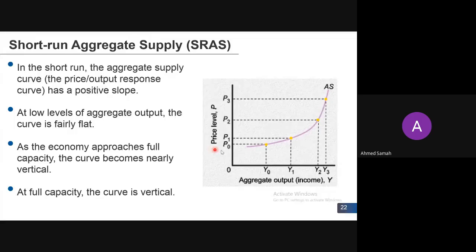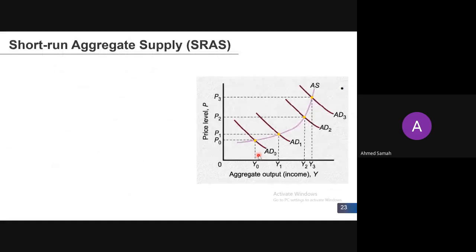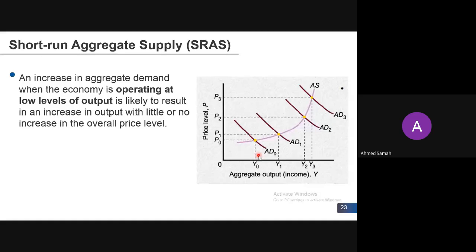Something to remember here is that an increase in aggregate demand when the economy is operating at low levels of output is likely to result in an increase in output with little or no increase in the overall price level. Simply put, when we are operating at low levels of aggregate output, if the aggregate demand shifts rightward, even though there is a huge increase in the output level, the price level is not increasing that much.